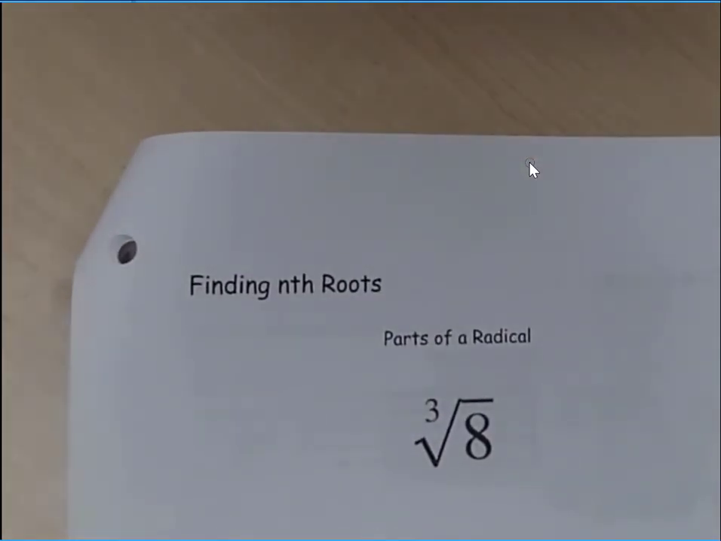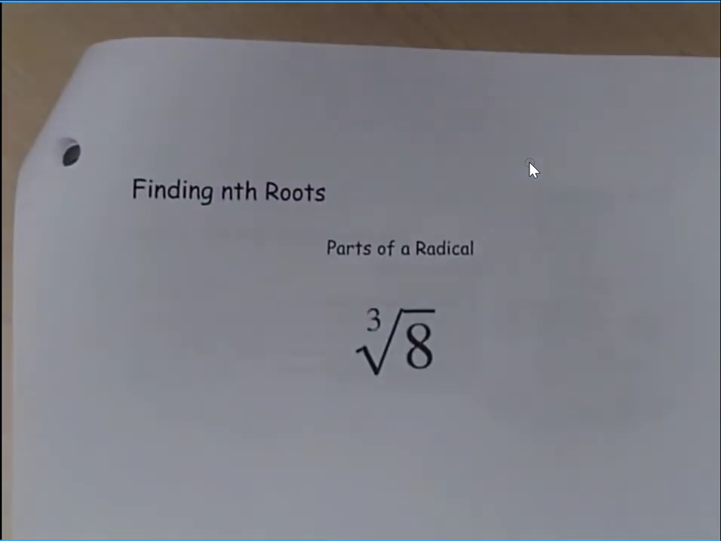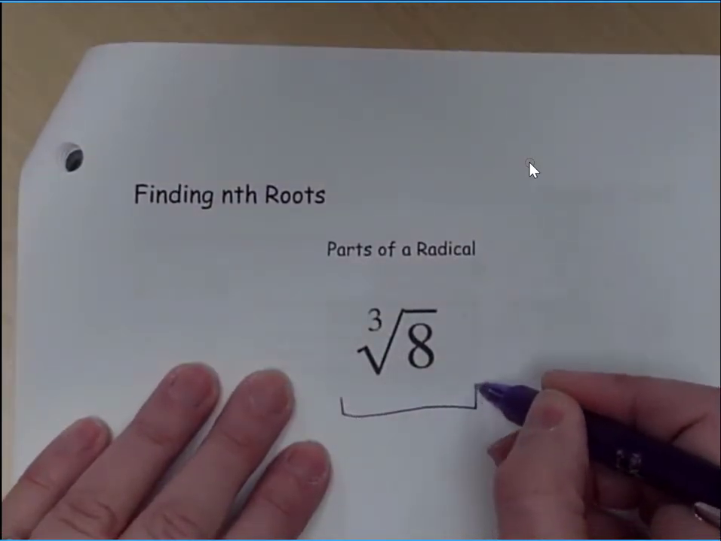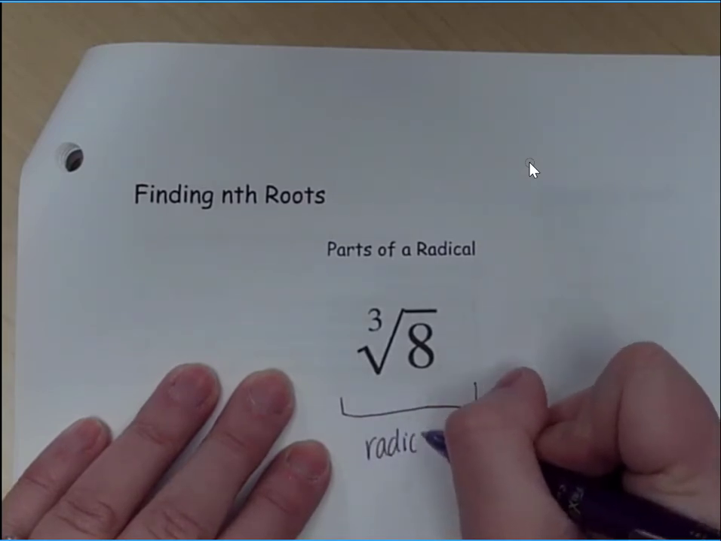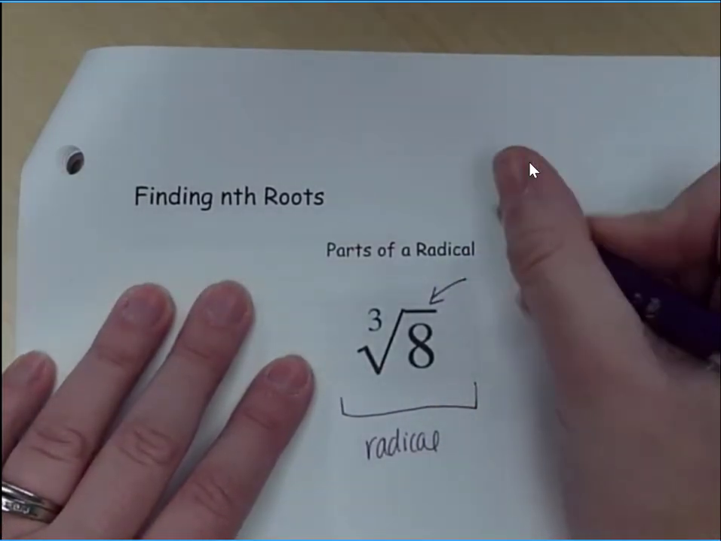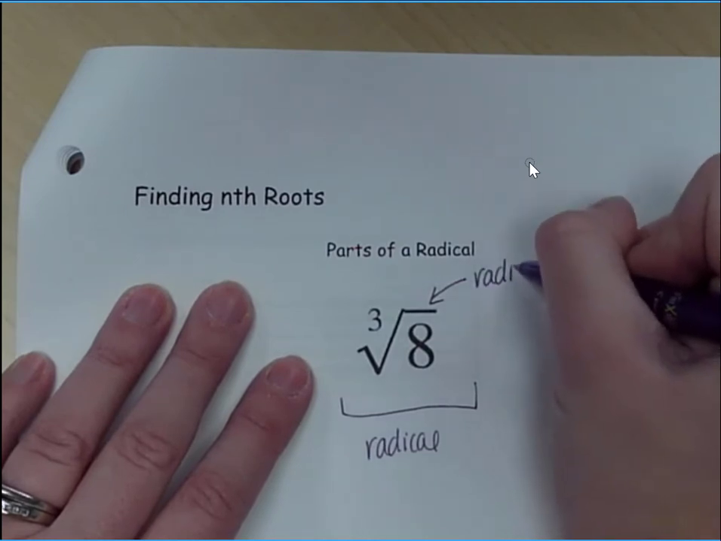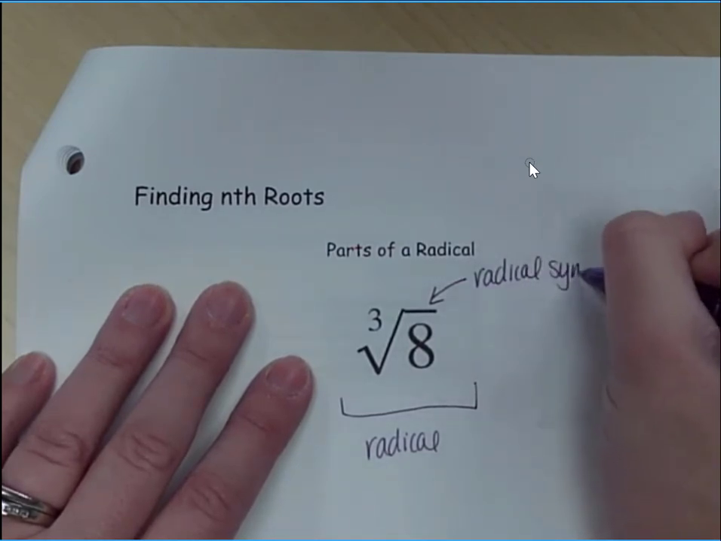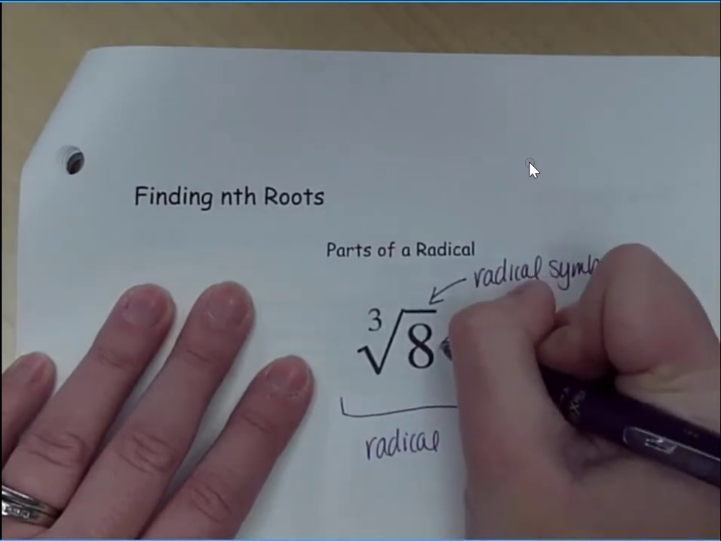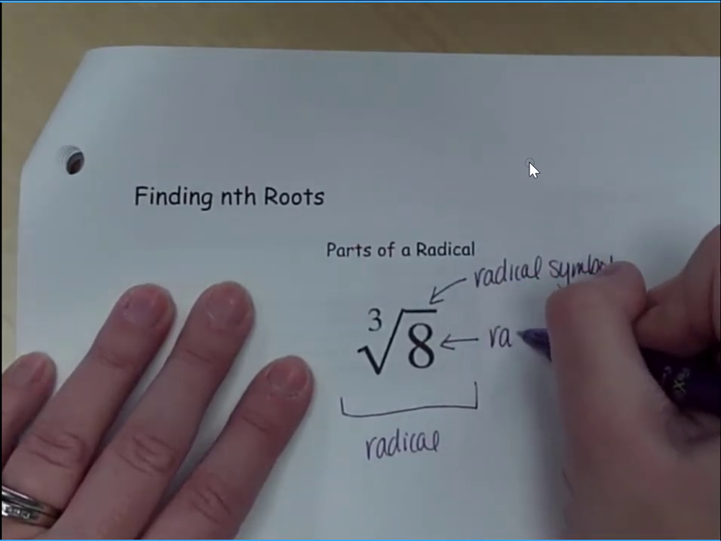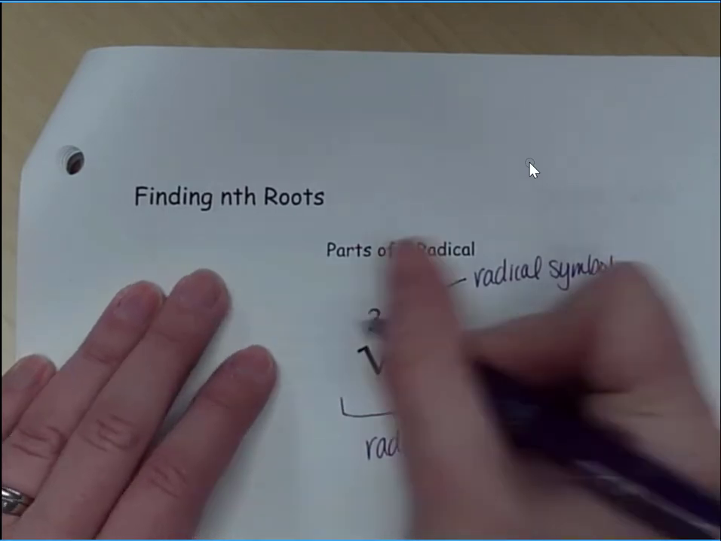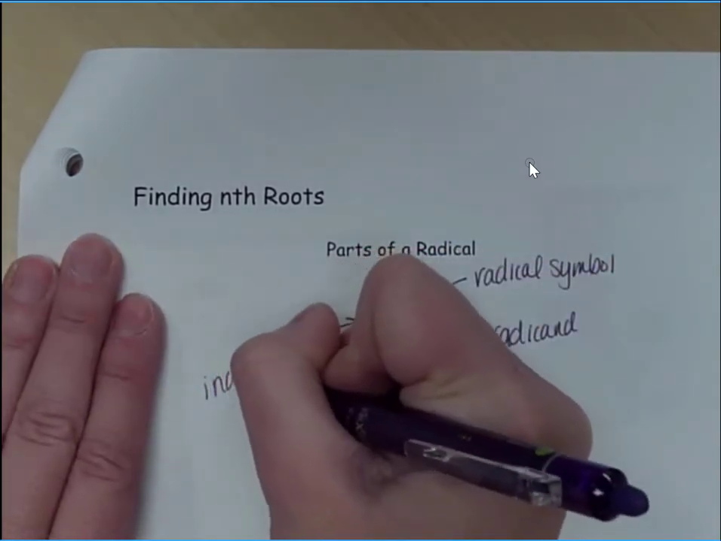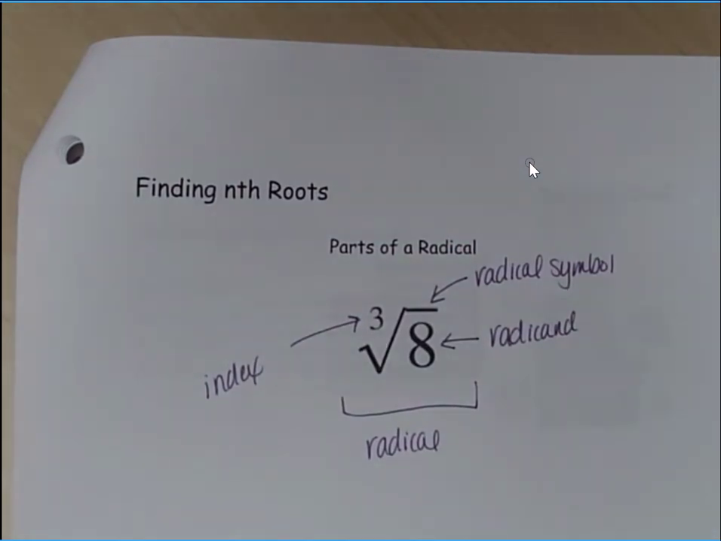Now, I want to take a look at what a radical is. As you recall, this whole entire thing is actually called a radical. Our little symbol here is, shockingly enough, the radical symbol. Our 8 here is what we call the radicand, and this 3 is the index. We're going to be spending a lot of time talking about that index today. So let's take a look at finding the answer to some radicals.